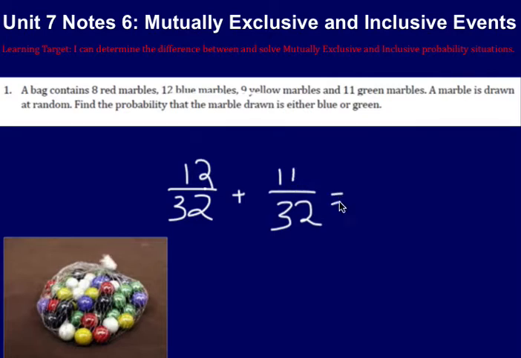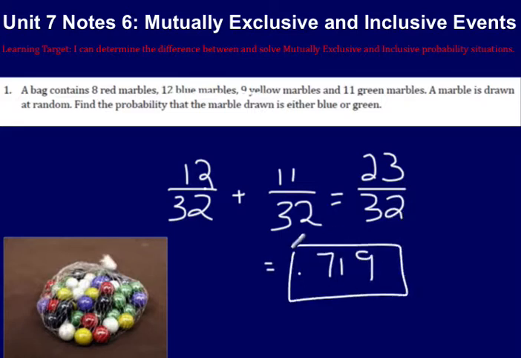So when you add the top together, you get 23, and then we're going to divide it by 32. So 23 divided by 32 is 0.719. So that's the probability of doing a blue or a green.